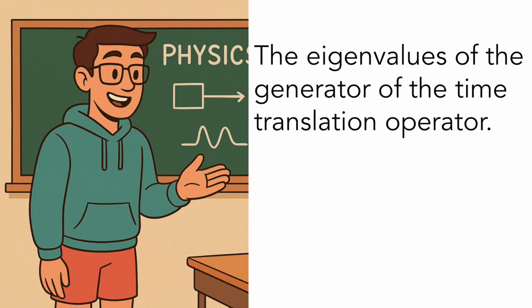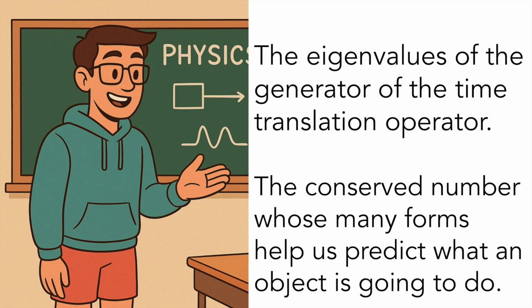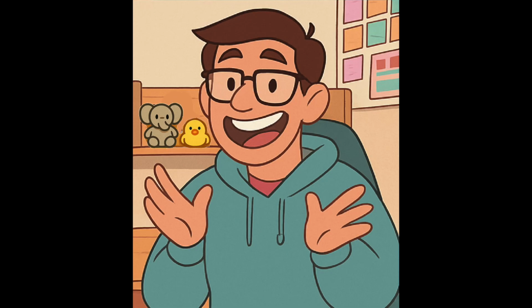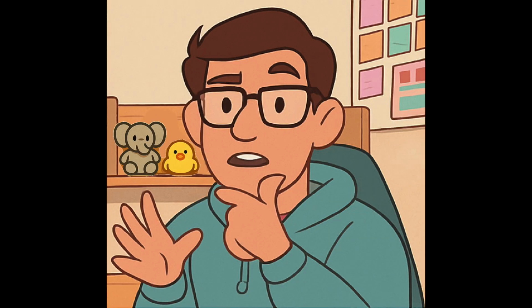The eigenvalues of the generator of the time translation operator? Or the conserved number whose many forms help us predict what an object is going to do? I'm going to take a guess and say the student would probably get a lot more out of the second definition than the first. So that's my main issue with the quantum definition.